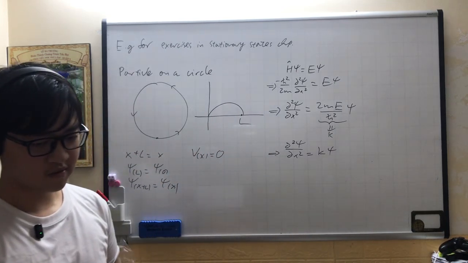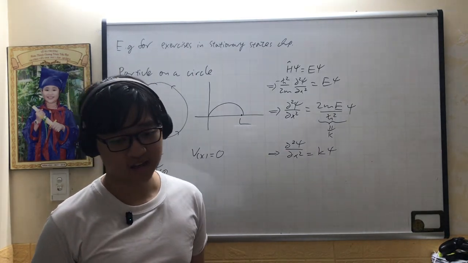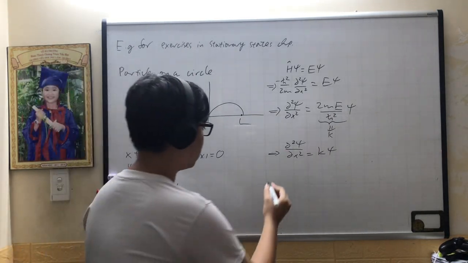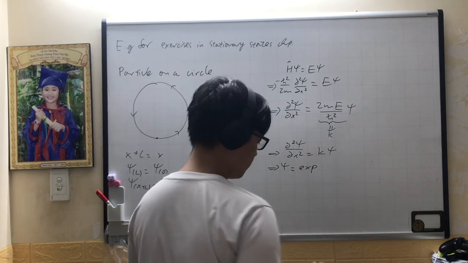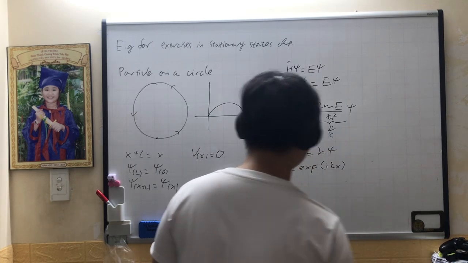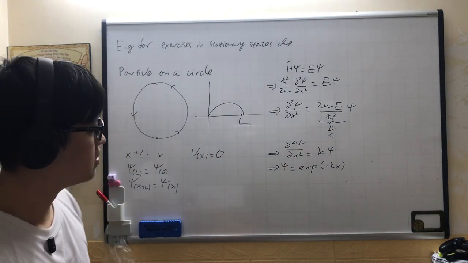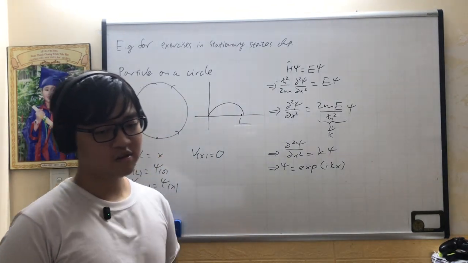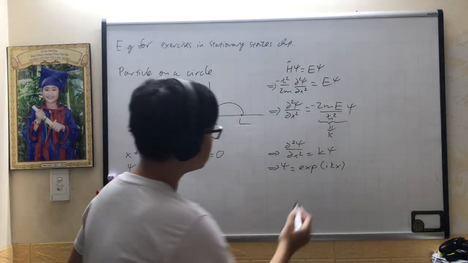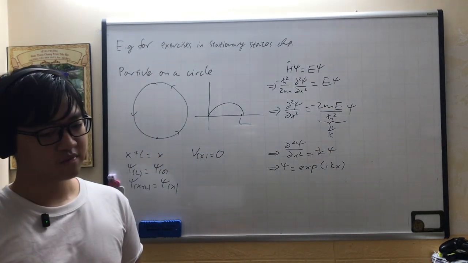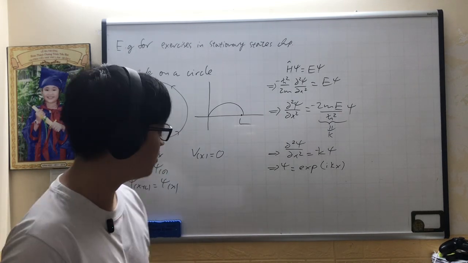As you remember, the solution for this is the exponential, so e to the ikx. Here you can get that your psi is an exponential of ikx. Now we're going to use these properties right here. I think I might have forgotten the minus sign. This is minus k, so this would be plus. Energy positive.